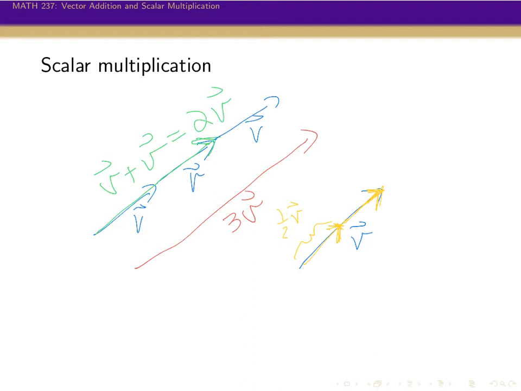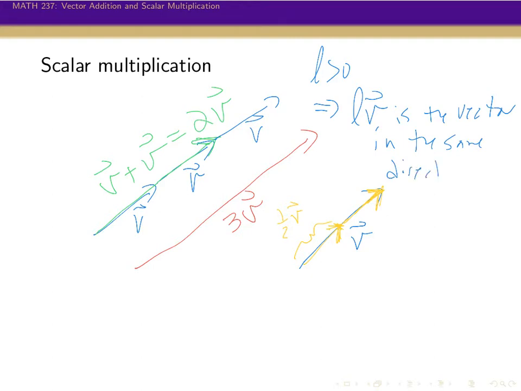And so given some vector v, if we let L be greater than 0, then Lv is the vector in the same direction as v, but L times as long.